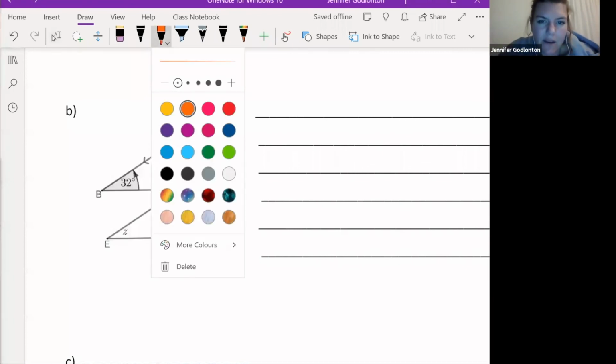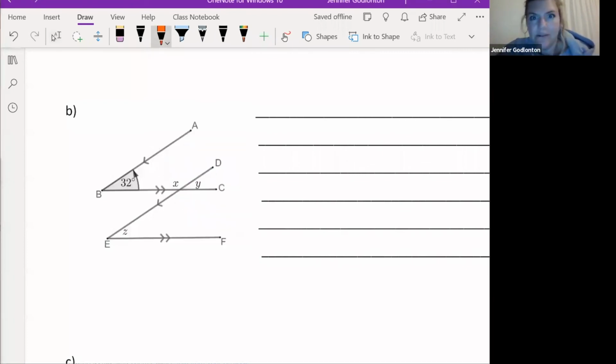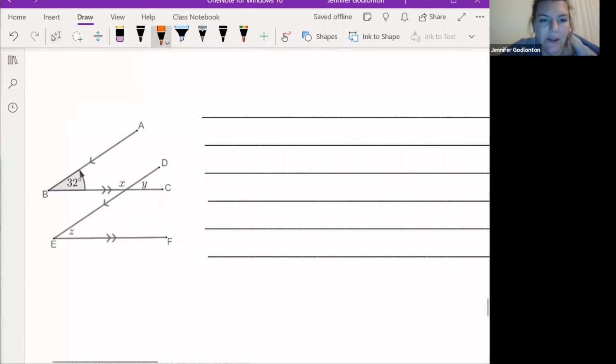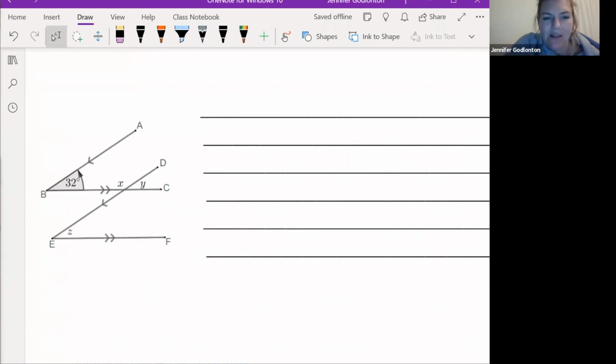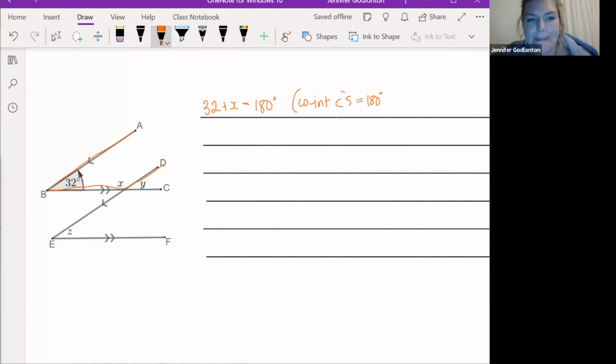I just wanted to answer the whole question. Oh, not the whole question, sorry. What would you like to answer, X? Y. Perfect. Talk me through. What am I going to do? First you want to say 32 degrees plus X is equal to 180. Okay, 32 degrees plus X is equal to 180 degrees. What's my reason? The reason is co-interior angles. Okay. What do I need it to equal? To 180.